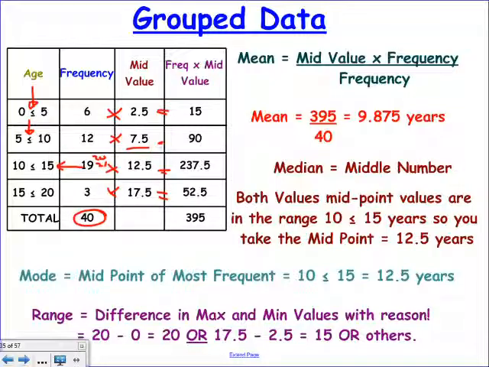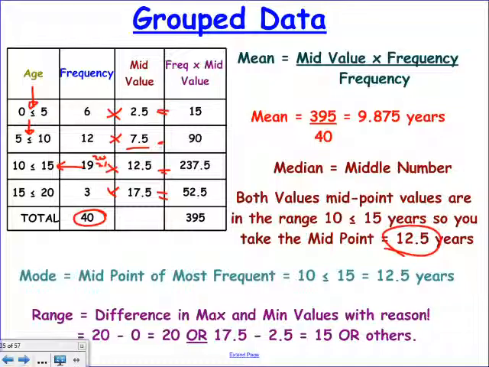So your median can be the range 10 to 15, but what you take is the midpoint, because we have no idea where these 19 people live within this group. They could have been 19 10-year-olds. They could be 19 15-year-olds. So it's recommended when you give the answer to a median question on group data, pick the midpoint. So your median is 12.5 years old. Okay.